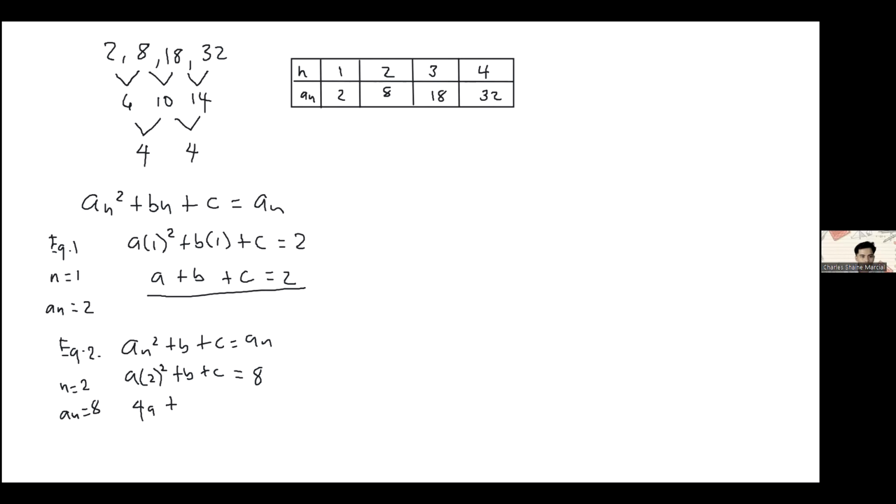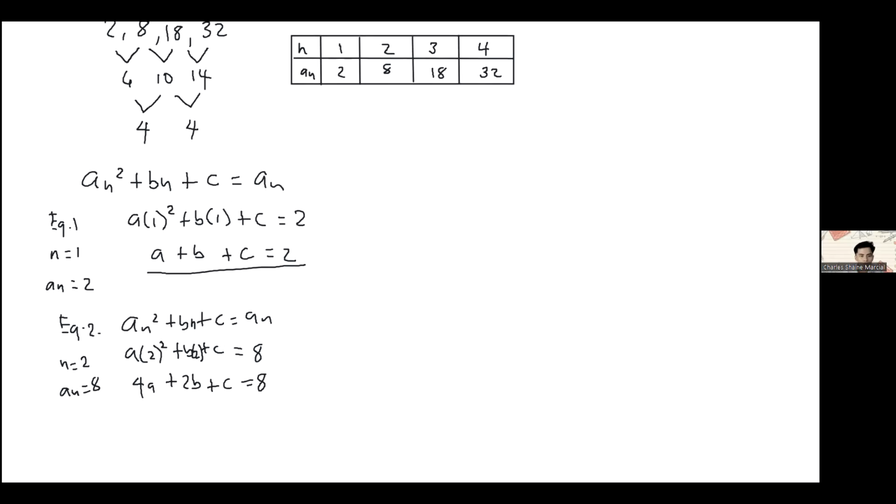hindi ko pala nalagay ito. Yan. So we have 2b. Ayan. B times 2 pala ito. Hindi ko na isulat. Plus, bring down c equal to 8. Okay? Now, ito na yung general term or equation 2 natin. Okay po. So let's find naman the equation 3.